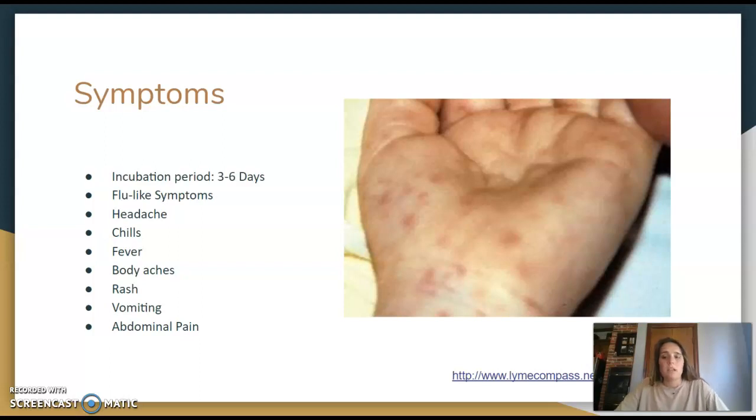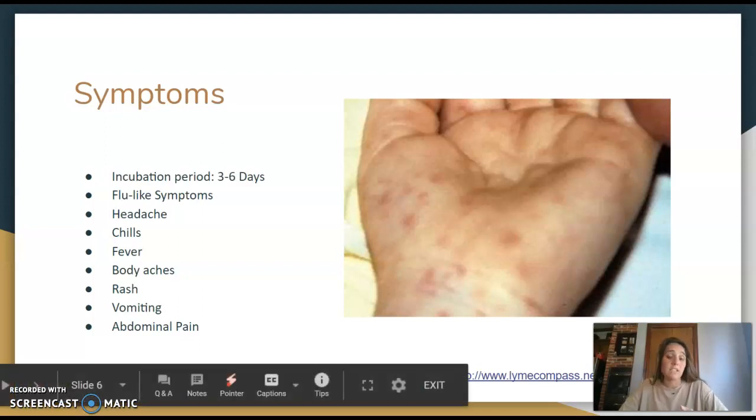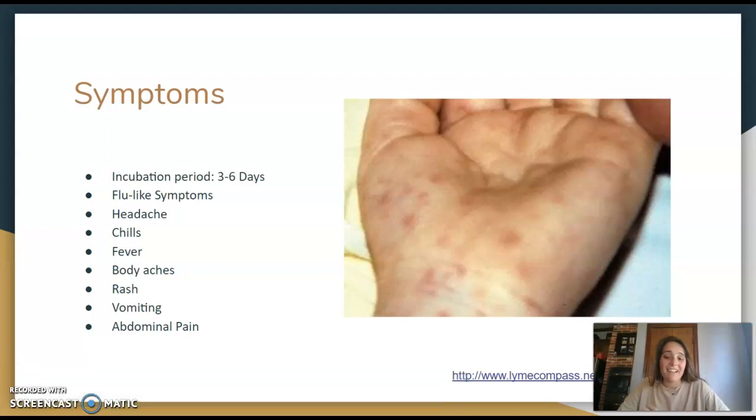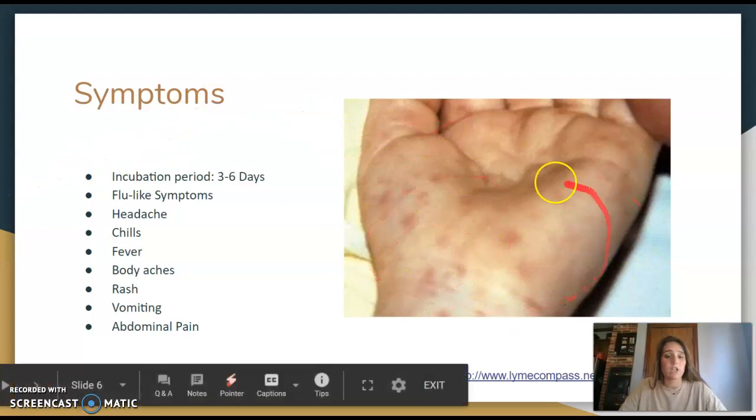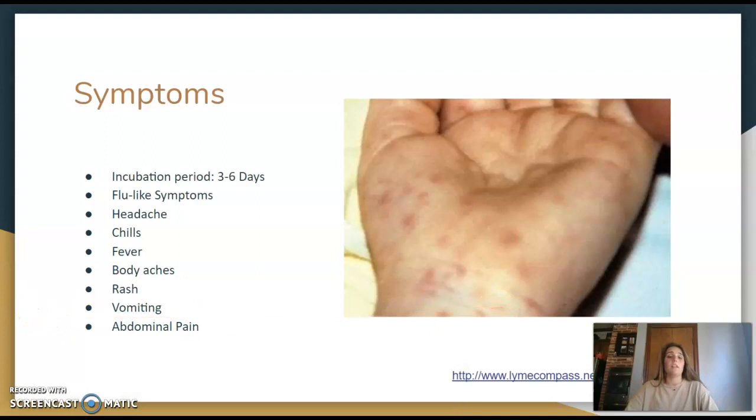Some symptoms, of course, like with other diseases, are flu-like symptoms. You have headaches, chills, fever, and body aches. There is usually a red rash, especially around the bitten area. You can have vomiting and abdominal pain. The incubation period is about 3 to 6 days after the bite happened. So as soon as you get bitten, it takes about 3 to 6 days to show any symptoms. The picture to your right shows what the rash can look like. It can spread to the hands, the abdomen, the chest. It can be just about anywhere, especially around where the bite happened.